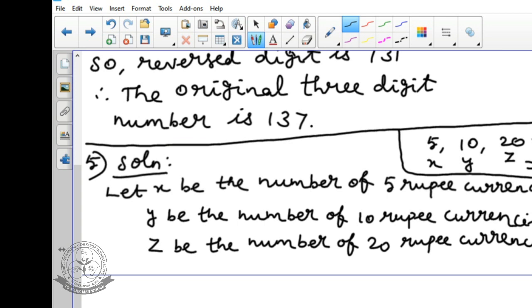First they have given the number of currencies. Number of currencies means that is x plus y plus z. Next they have given the value. What is the value? Value means x will be in the 5 rupee currency, so we multiply and get 5x. Next 10 into y, we get 10y. 20 into z, we get 20z. That value is equal to what here? 105. Okay. So first, number of pieces, that is x plus y plus z equal to 12. That is equation number 1.